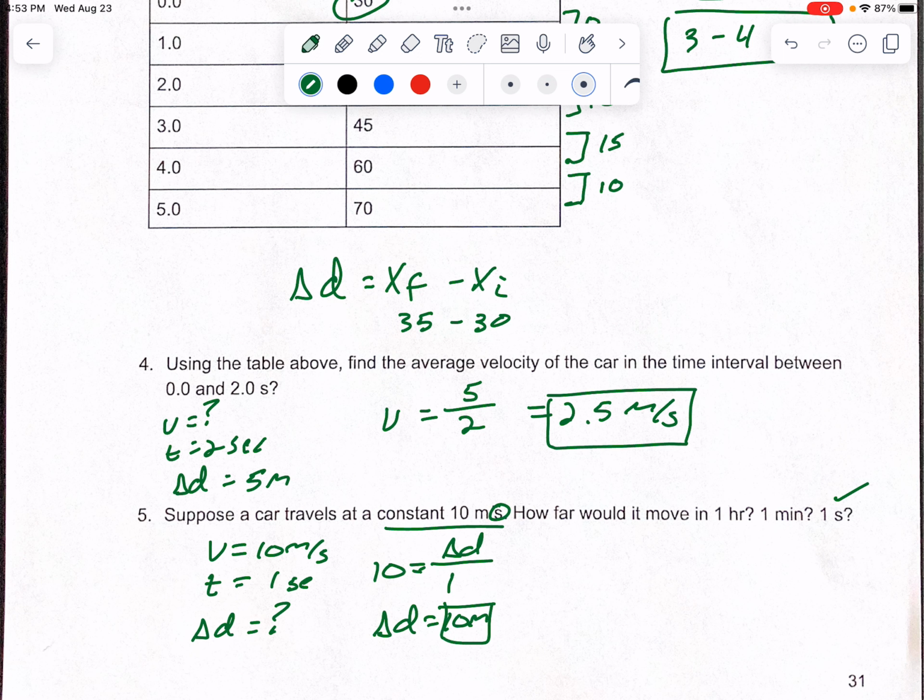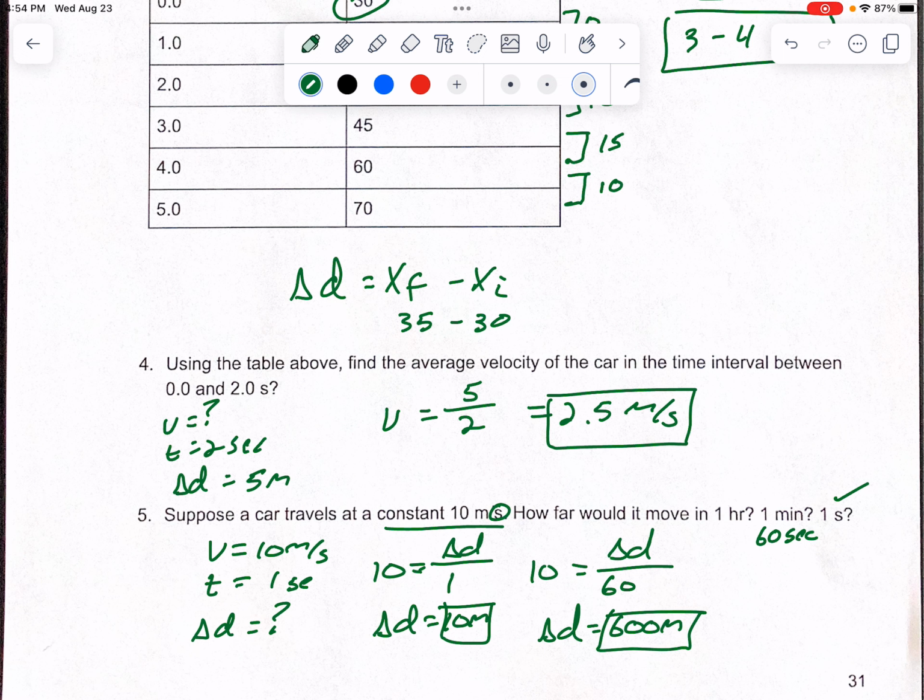Now, if I did 1 minute, you're going to have to convert that to 60 seconds. So you have to be in the same type of units. You can't have meters per second and then use some time in hours because it wouldn't work. So I'm going to do the same thing. Velocity is 10. Displacement, I still don't know. And my time now is 60 seconds. So in 60 seconds, I'd be able to get 600 meters.